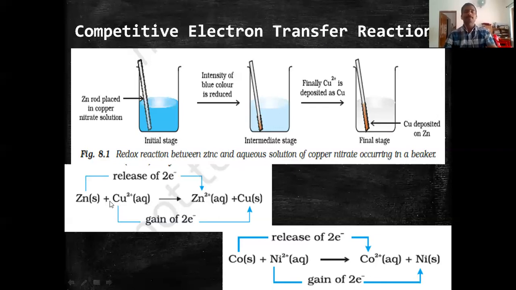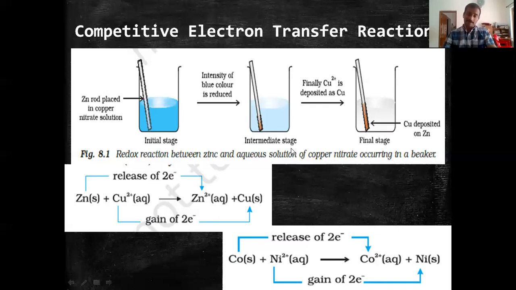So zinc and copper. Here a zinc rod is immersed, that means Zn plus Cu2+ present in the solution. Zinc will release 2 electrons and change to Zn2+, and those released electrons are accepted by Cu2+ and will be reduced to copper. Similarly, when we compare copper and nickel, copper has more tendency to release electrons and it will change to Cu2+, and those released electrons will be accepted by Ni2+ and that will be reduced to Ni.